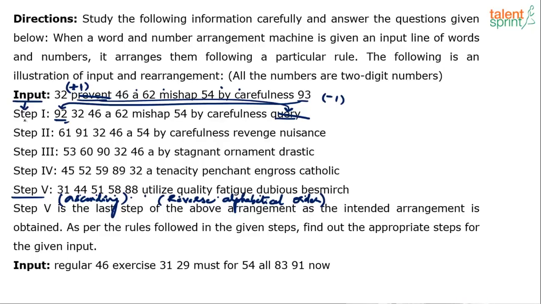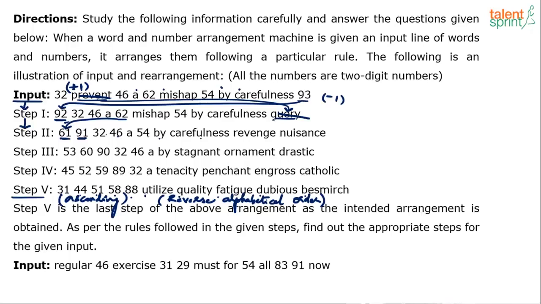Now see what happens from step 1 to step 2. After 92, what do we have here? 61. So very clearly 62 becomes 61. Now you don't have to worry about it. 62 has become 61. Right? Because that's the next number. See, we are taking the highest number. So the next highest number is 62. 62 becomes 61. Also, you see, 92 has become 91. So any word or number that has been already moved should always get reduced. Since 92 was reduced by 1, again it will be further reduced by 1 and 62 will become 61. 32, 46, 54, by carefulness, all are same.